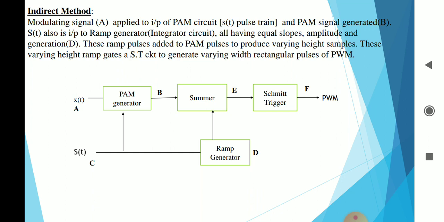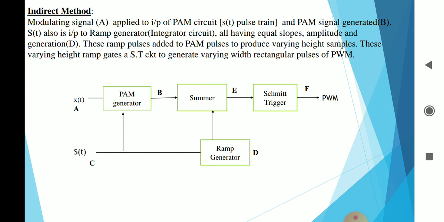So if the amplitude is high, width will be more. So on the ramp signal, these PM signals will be present. If the amplitude of this PM signal is more, the width will be more. If the amplitude of this PM is less, the width will be less.